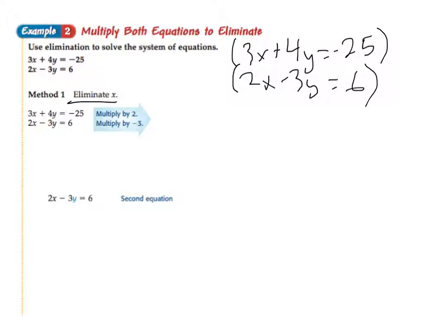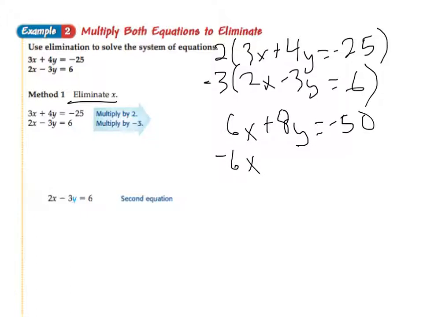So we have to ask ourselves, what is the common multiple of the coefficients in front of x? The common multiple is going to be 2 times 3 to get 6, and 3 times 2 to get 6. And I'm going to multiply it by negative 3. So we're looking for the common multiple, and the common multiple between 3 and 2 is going to be 6. So now we have 6x plus 8y is equal to negative 50, and negative 6x plus 9y is equal to negative 18.